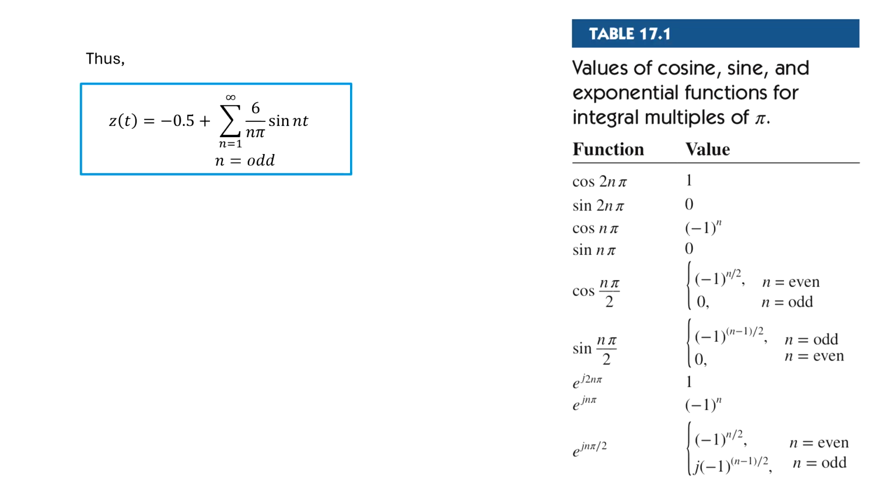Once you've obtained A0, An, and Bn, you can substitute them into this formula, where z(t) is equal to negative 0.5 plus 6 over n pi sine nt.